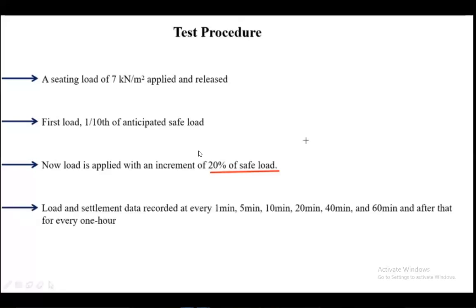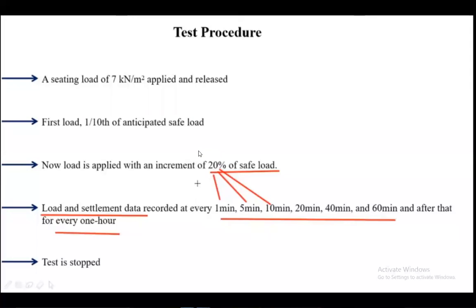Then you determine the load versus settlement data. You record this data, it is very important. How do you increase the load? First you apply 1/10, then after 1 minute you increase it by 20%, then again after 5 minutes you increase it by 20%, again after 10 minutes. This is how you keep on increasing the load till 60 minutes. Once the 60 minutes are done, you increase the load by 20% after every 1 hour. This keeps going on until the test needs to be stopped.